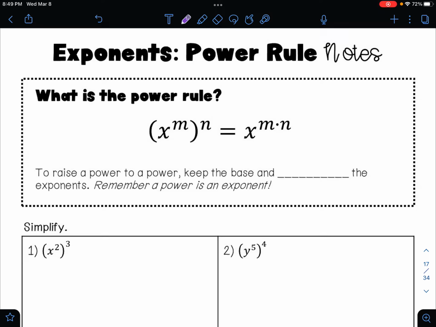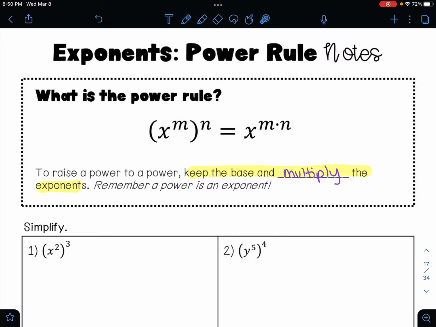In this video, we are going to learn about the power rule for exponents. The power rule says to raise a power to a power, keep the base, and multiply the exponents. Remember, a power is just an exponent. So basically, if you have a term with an exponent being raised to another exponent, all you have to do is keep that base and multiply those two exponents together. So that's the rule. Keep the base, multiply the exponents.